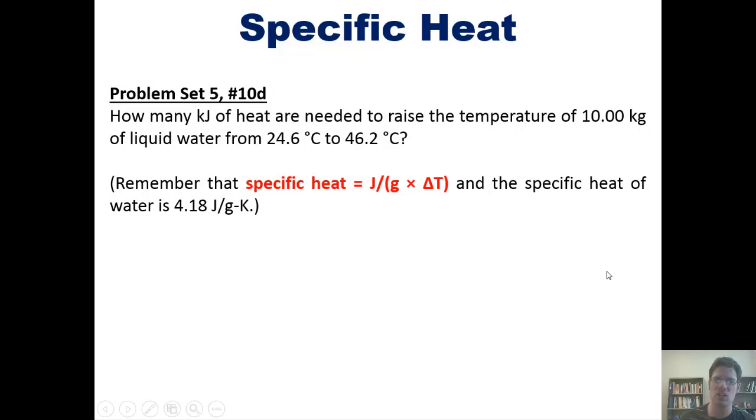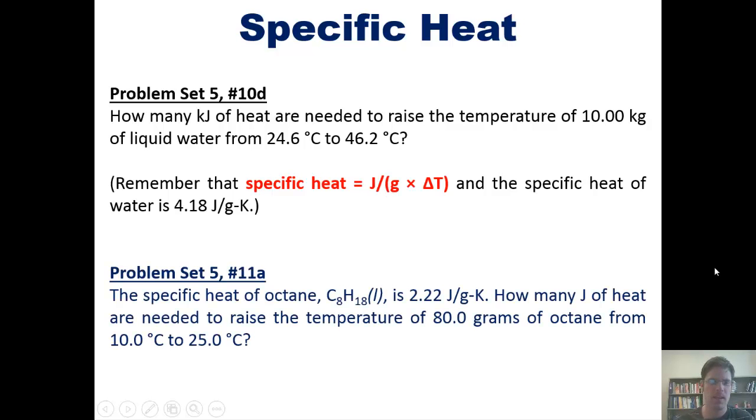Next, how many kJ of heat are needed to raise the temperature of 10 kilograms of liquid water from this temperature to that temperature? Please remember the formula for specific heat, and remember that the specific heat of water is this value. Next, the specific heat of octane, whose formula is given here, is this number. How many joules of heat are needed to raise the temperature of 80 grams of octane from 10C to 25C?